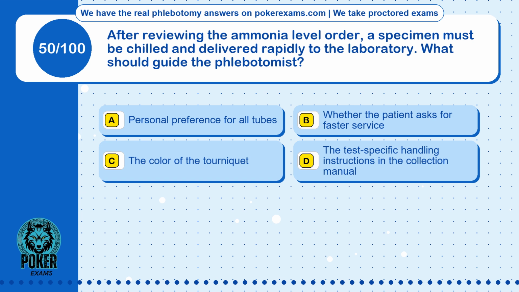Question 50. After reviewing the ammonia level order, a specimen must be chilled and delivered rapidly to the laboratory. What should guide the phlebotomist? Option A, personal preference for all tubes. Option B, whether the patient asks for faster service. Option C, the color of the tourniquet. Option D, the test-specific handling instructions in the collection manual.